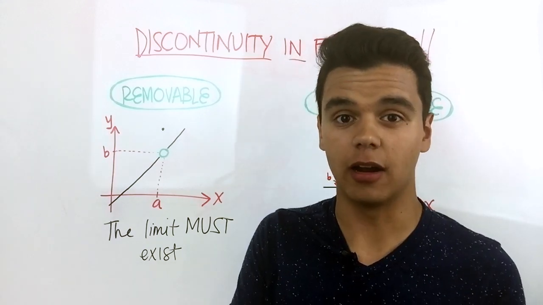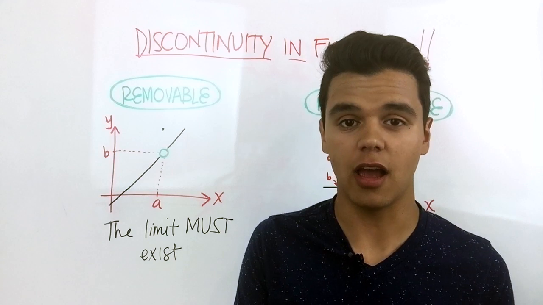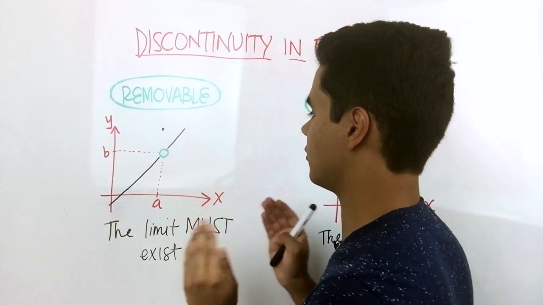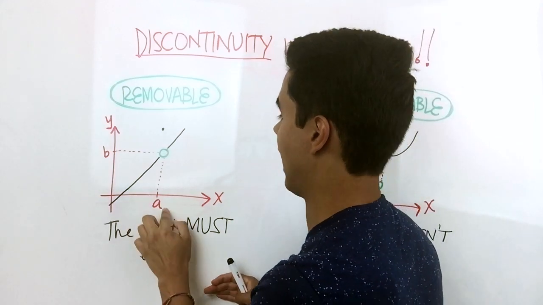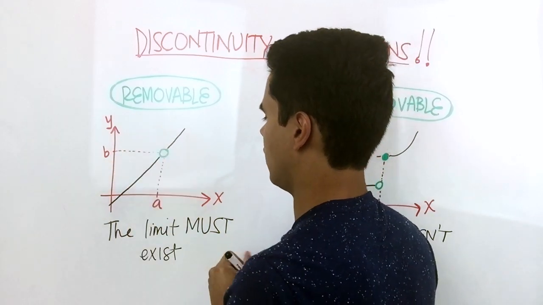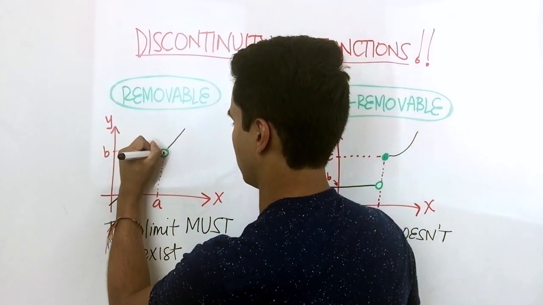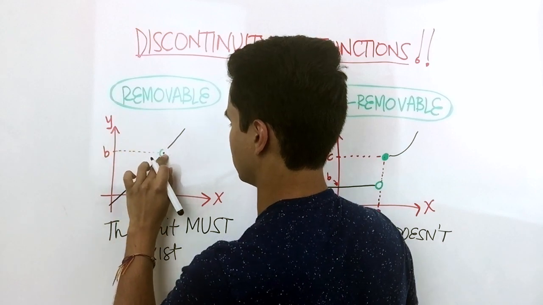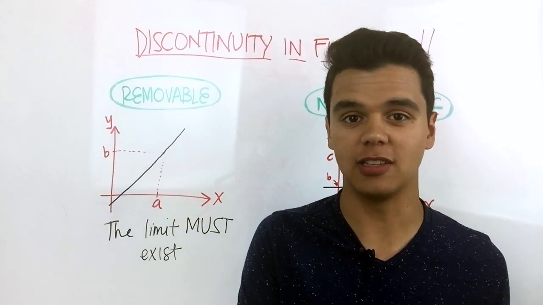If we find our limit as x approaches a is going to be b, so we're going to define our function: the function at a is going to be equal to b. We can basically take this point out of here and just fill it. So we have this point here and we get rid of this. So now our function is continuous.